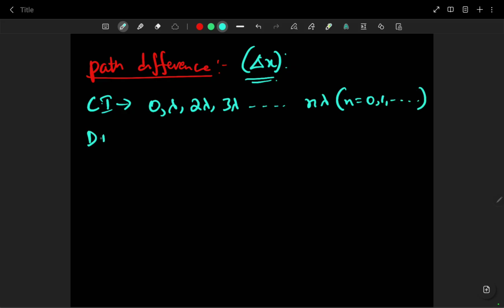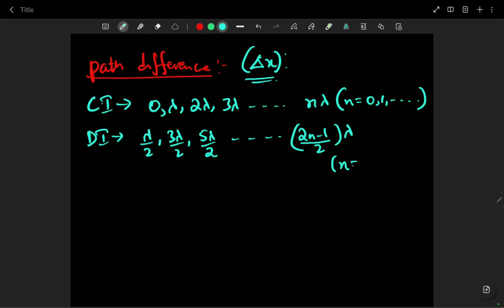For destructive interference it is lambda by 2, 3 lambda by 2, 5 lambda by 2 also you can try, up till (2n minus 1) by 2 lambda. Here your n cannot be 0, it has to start from 1 itself.